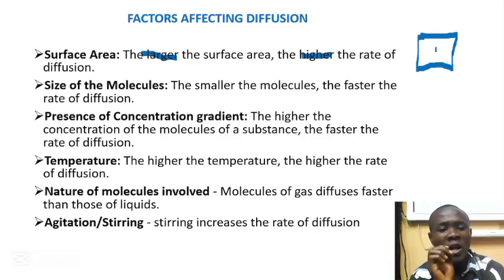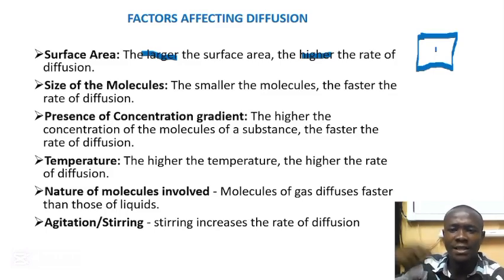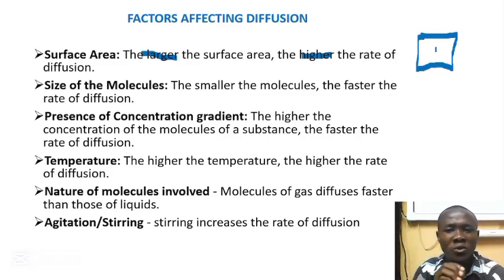And also, liquids diffuse faster than solids. The particles in a solid just vibrate about a fixed point. And we have agitation, which is also known as stirring, that increases the rate of diffusion. So if you put a cube of salt in a beaker and you put a cube of salt in another beaker, and in one you continue to stir it, you continue to turn it, the one that you are stirring will diffuse faster compared to the one that you just put in, you don't stir it and just leave it like that.